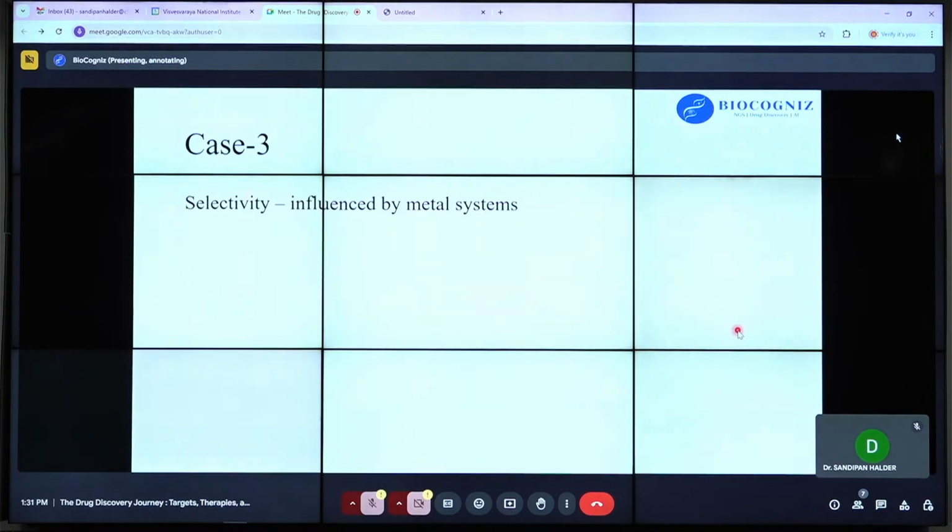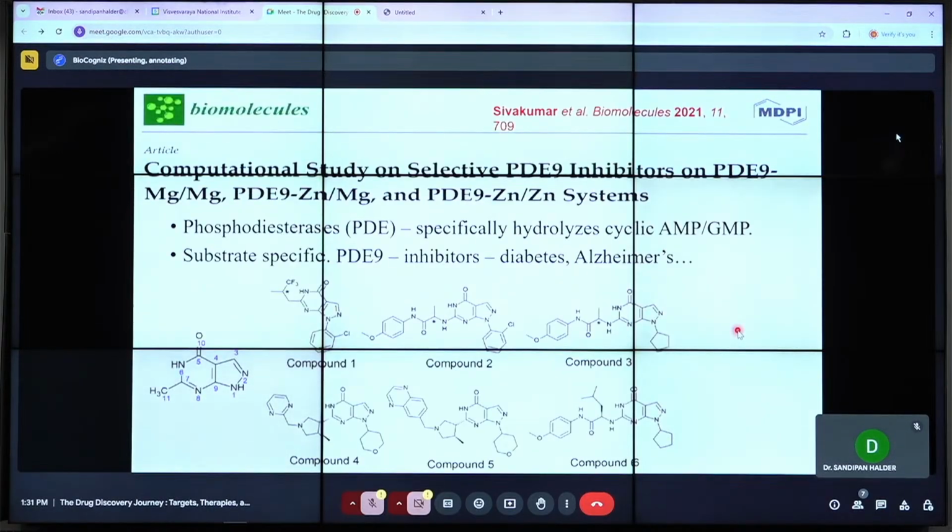Okay, there is another case where a lot of cases come with metalloproteins. Usually, considering the force field constraints, we generally ignore the metal atoms unless they play an important role in the binding. So usually the metal ions are not considered. There is another study, somewhat different from the previous one. It's like PDE, two or three different cases of magnesium.